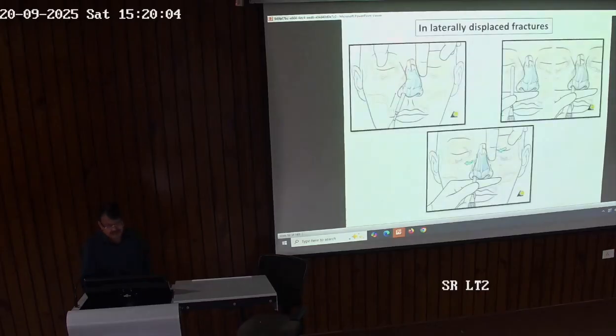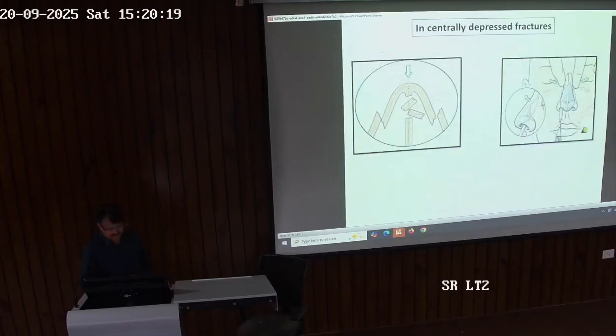In a laterally displaced fracture, the elevator is placed inside and pressure is applied towards the opposite side. In a centrally displaced fracture, this is done with the elevator.